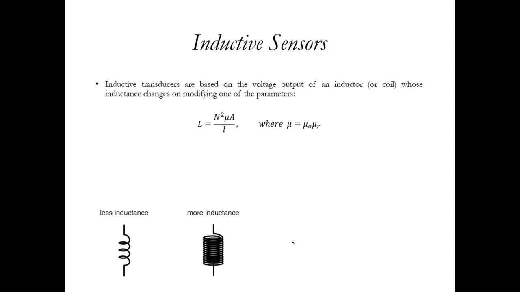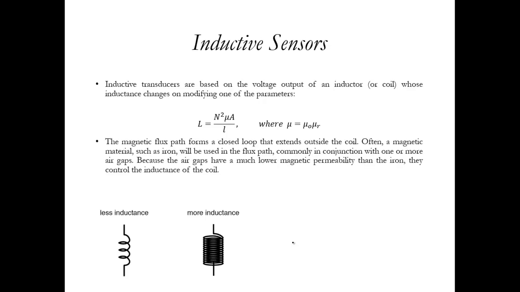So which are geometric parameters and which are sometimes difficult, but what we popularly do is actually we change the permeability of the core, because of which the inductance changes, and that change can be corresponded to the measurement variable, or the measurand, or the physical parameter that is to be measured.